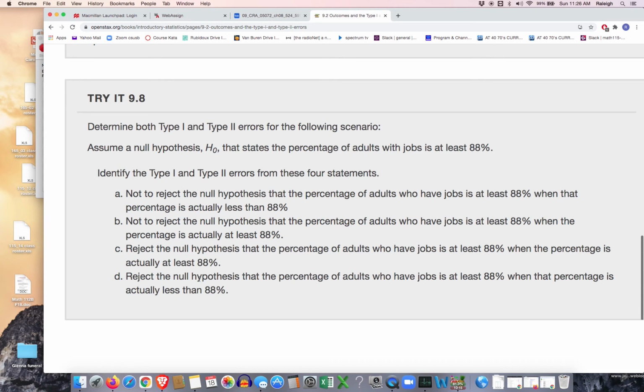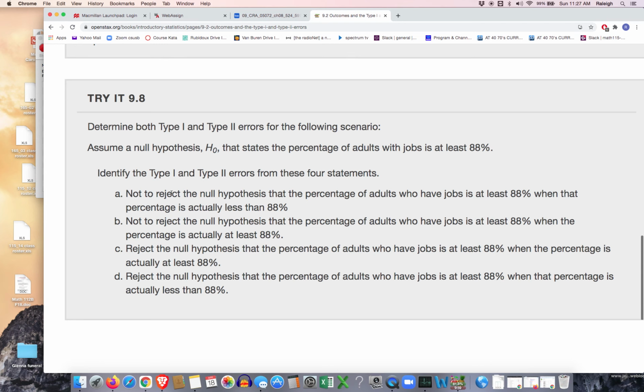Then D is kind of going to nothingness because it starts off exactly the same, but then the result is actually less than. That's not even an error. So we reject it, and that's at least 88%. So they're saying it's not greater than 88, and it really is less than 88. That's not a mistake at all.